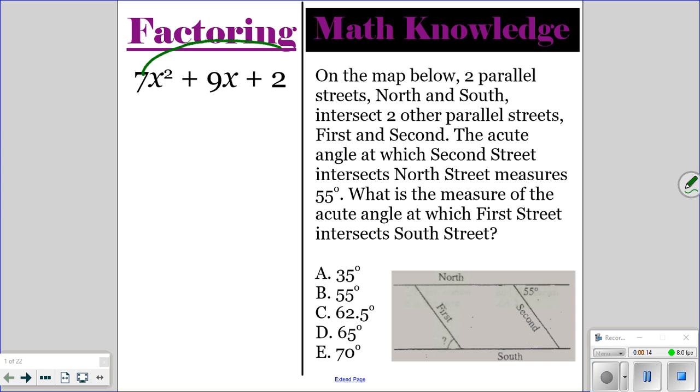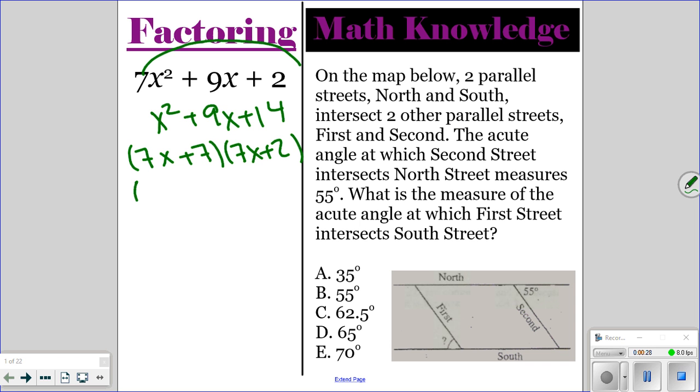Remove the 7 by multiplying it by the 2, and you'll have x squared plus 9x plus 14. When you factor it, you'll replace your 7. You have x plus 7 and 7x plus 2. The first one will reduce to x plus 1 and 7x plus 2. And so that will be your answer.